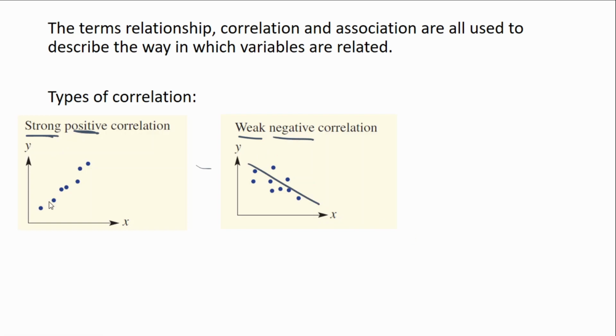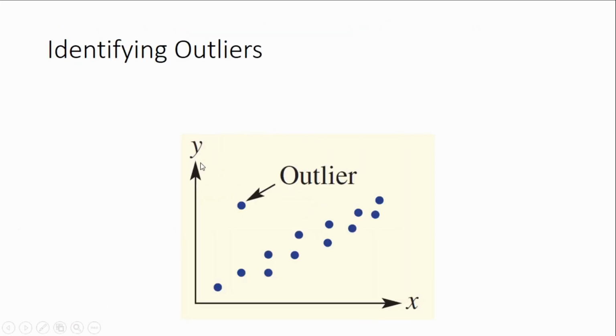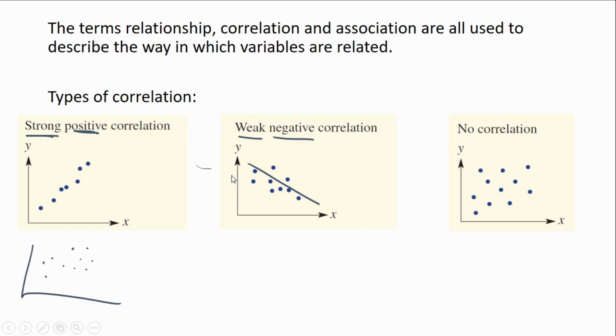You could also have a weak positive correlation, which could be more scattered like that. You could also have a strong negative as well. And our last type is no correlation. If we have a look here, all the dots are scattered randomly. There's no real pattern there. So if you can't see a straight line, it means there is no correlation.